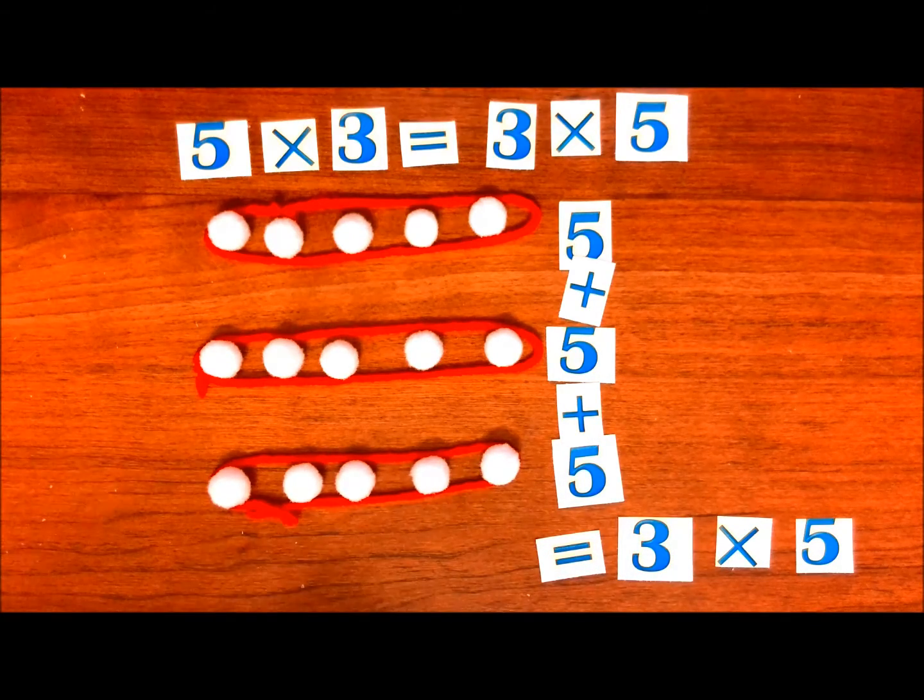So one way of grouping the pom-poms, we found 5 times 3. That was using the grouping by columns, which was identified by the green yarn. For this way of grouping, we found it to be equivalent to 3 times 5. The number of pom-poms did not change, but the grouping did. And so we can tell that 5 times 3 is equal to 3 times 5.